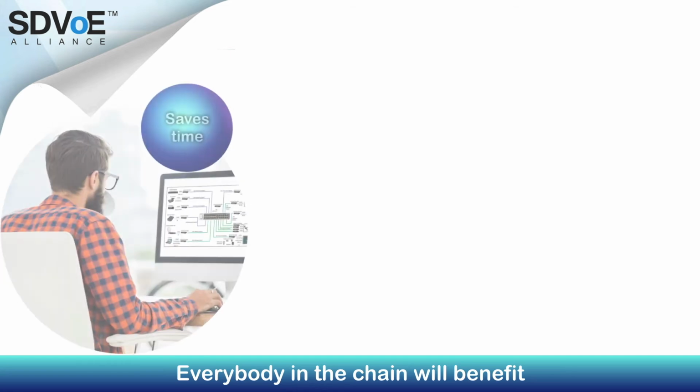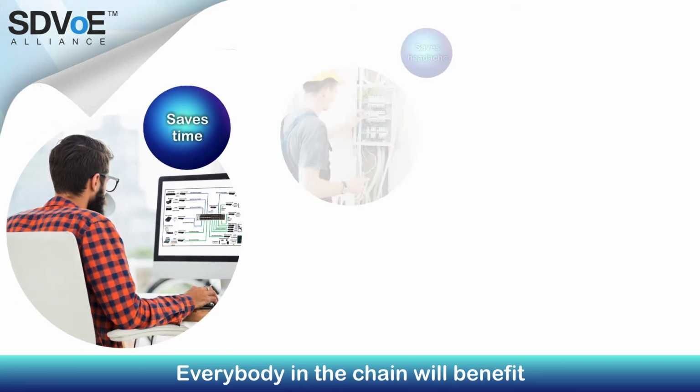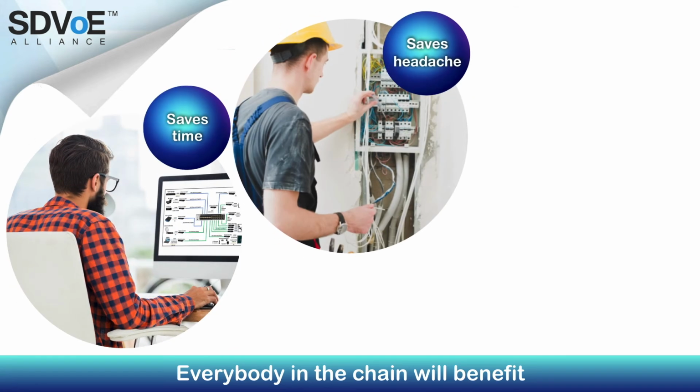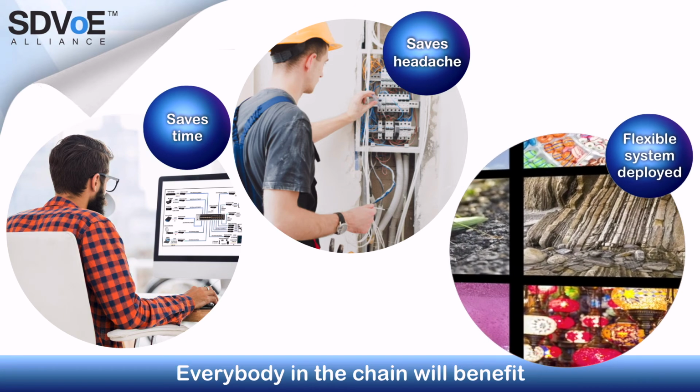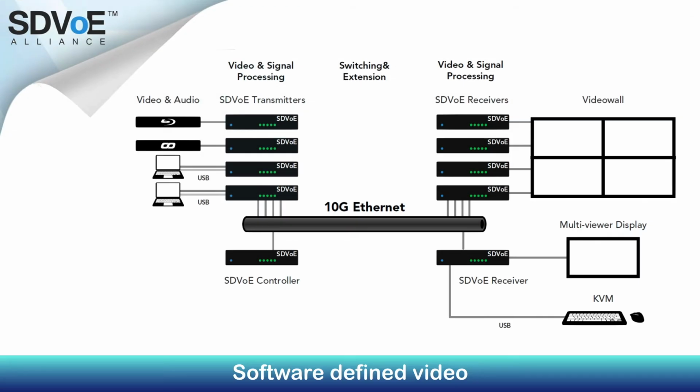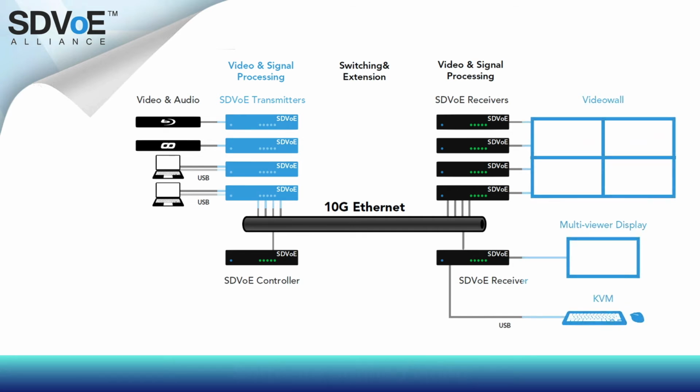This new architecture means that everybody in the chain will benefit. The system designer saves time, the system installer saves headache, and the end user can enjoy a flexible system which can easily adapt to any environment. This adaptability is also a form of future-proofing, as now adding new functionality or changing the system's behaviour is much more affordable compared to the hardware-defined approach.